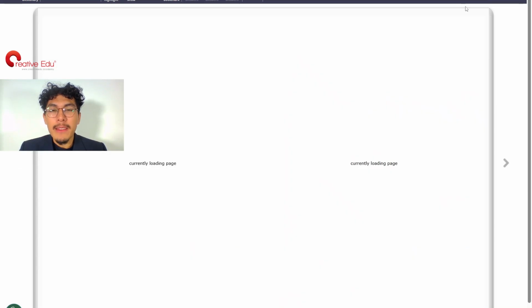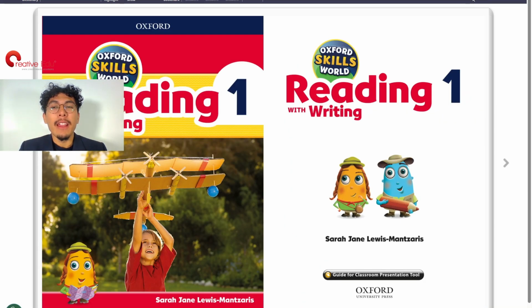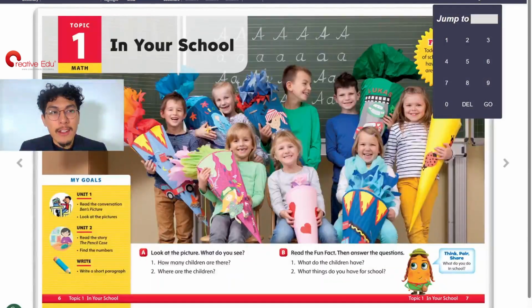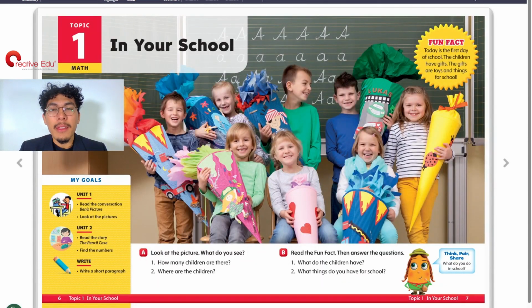And in front of me today, I have the Oxford Skills World Reading with Writing Level 1. And today we're going to take a look at one of the topics inside this book that we are going to learn. So topic 1, we have In Your School.